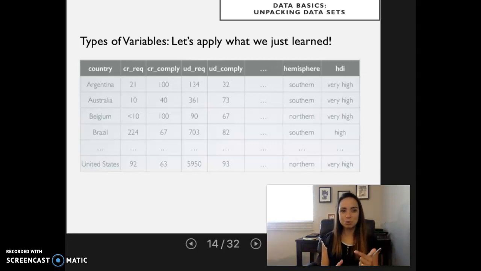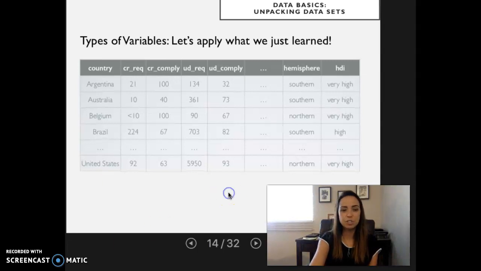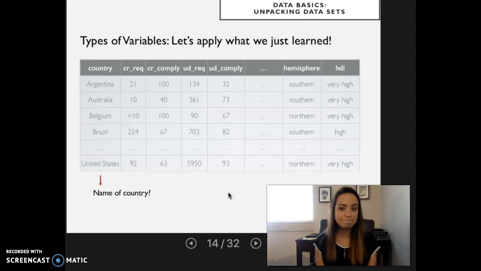So we're going to go through the different variables in this data set of the Google Transparency Report, and you're going to think for a few seconds about what kind of variable it is, and I'll tell you right after. First variable, name of country. If you're thinking nominal, and if you're thinking categorical and nominal, you're right, because they're just names. You can't order them.